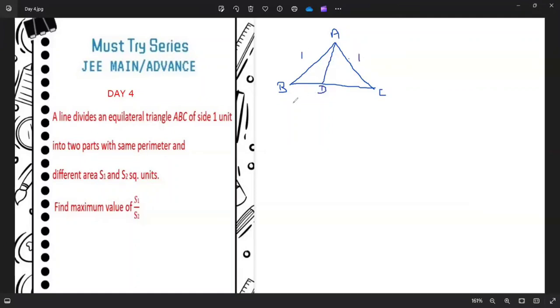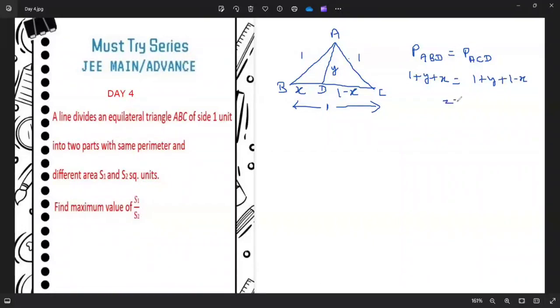Being equilateral, every side length is 1, all sides are equal. I don't know the length of BD, so I keep it x, and DC will become 1 minus x, and AD will become y. We mentioned that both the parts have the same perimeter. So perimeter of triangle ABD should be equal to perimeter of triangle ACD. Perimeter is the sum of boundaries, so 1 plus y plus x equals 1 plus y plus 1 minus x.